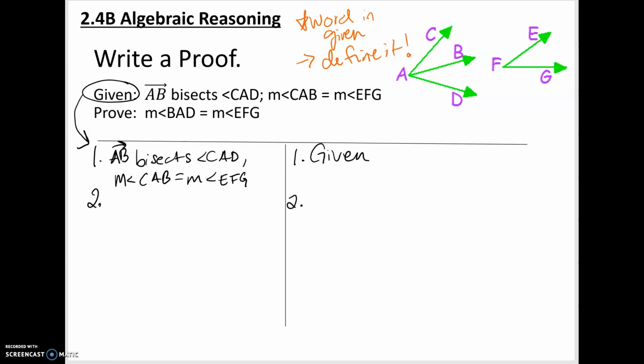So what word do you see in my given statement? So bisects should be my step 2. So this is definition of bisects. Okay, so think about what bisect means. Bisect means cuts in half. So if I look at my picture, AB is cutting this angle in half. That gives me 2 equal pieces. So what that gives me is the measure of angle CAB is equal to the measure of angle BAD.